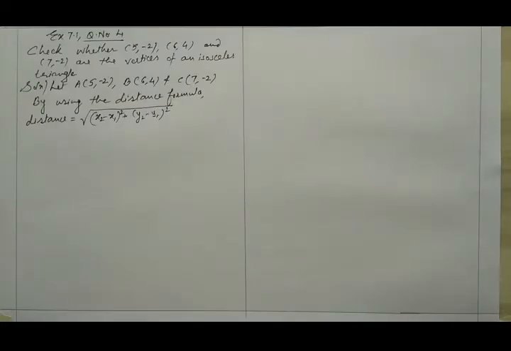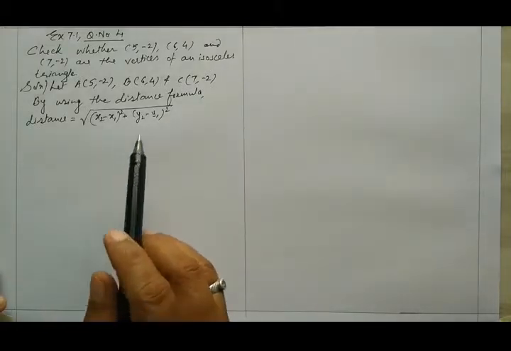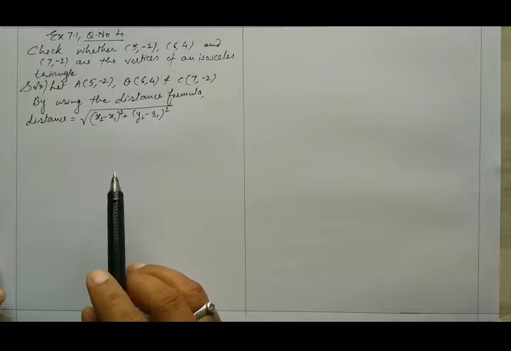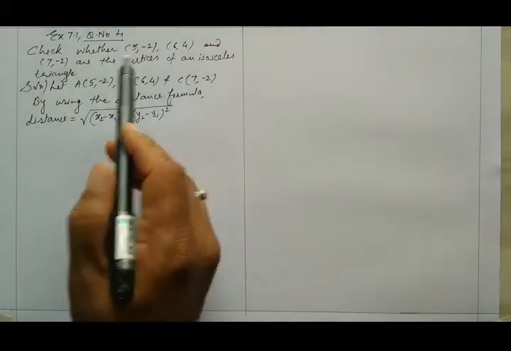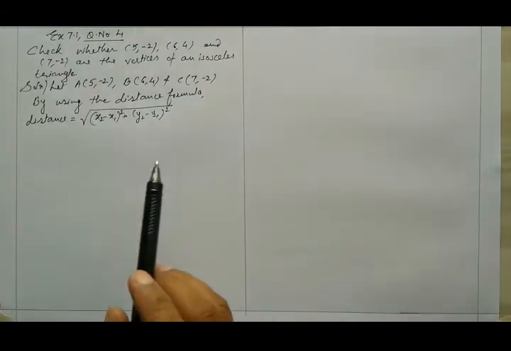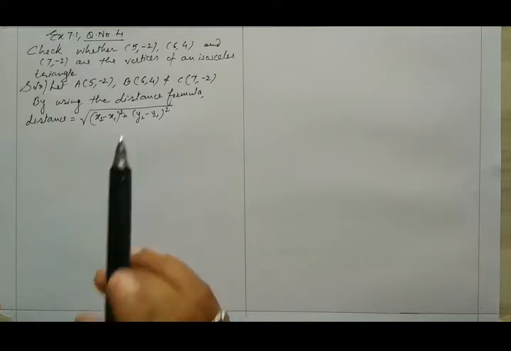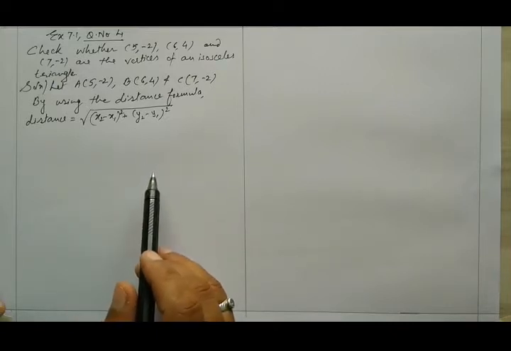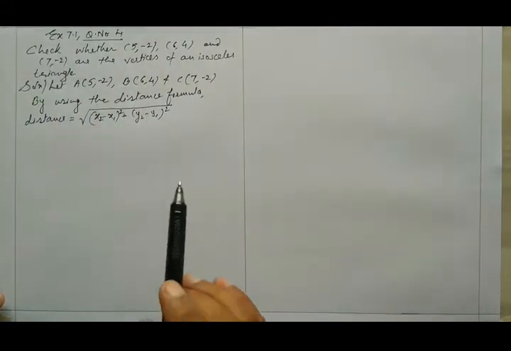Let us discuss now question number 4 of exercise 7.1. Check whether the given points are the vertices of an isosceles triangle. So we have considered this as A, this as B, and this as C. Now using the distance formula, distance is equal to under root (x2 minus x1) whole square plus (y2 minus y1) whole square.